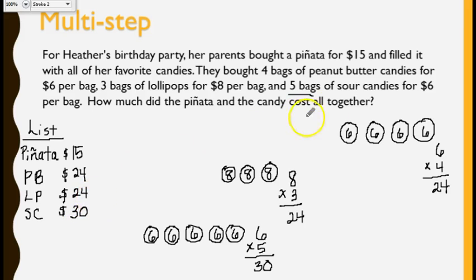Okay, so this is the information I have. The question says, how much did the piñata and all the candy cost all together? Ooh, look at that. All together, they want to know the whole or the total. Okay, so here is the information that I have, and I'm going to need to add that together to find how much money it all cost.